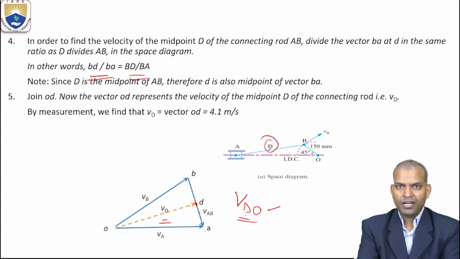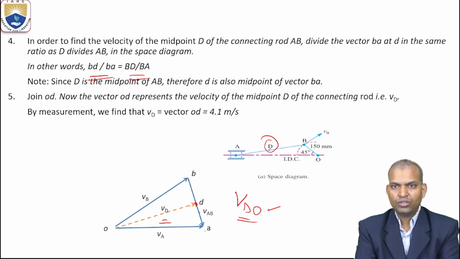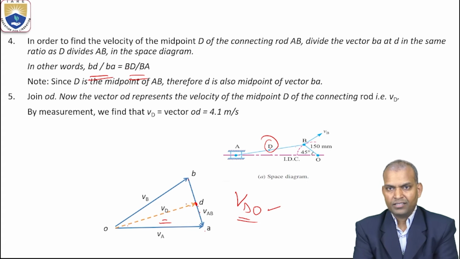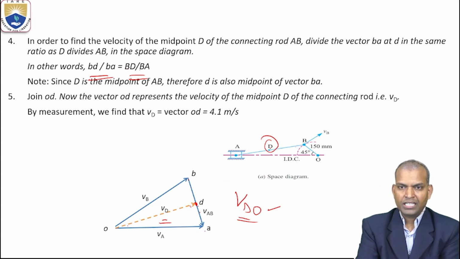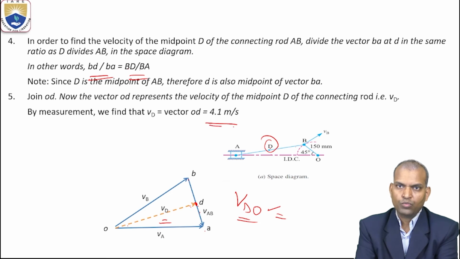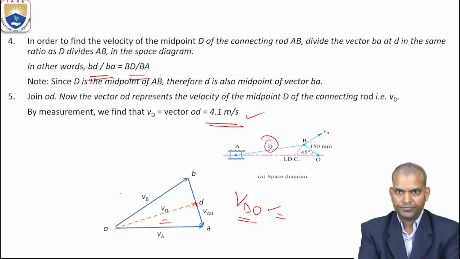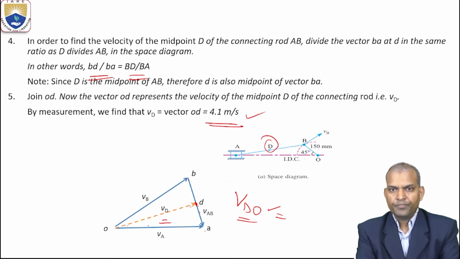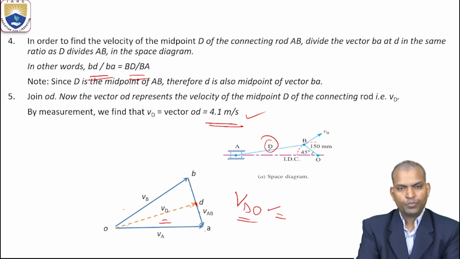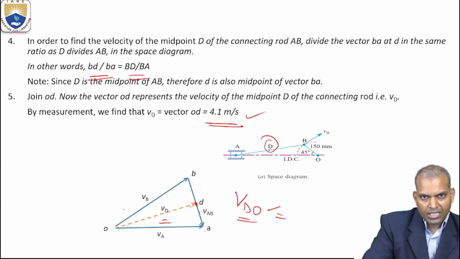So how to measure it now? The velocity of D with respect to O, VDO, you measure with the help of the scale, converting the linear distance into scale. Then vector OD, that is velocity of D with respect to O, equals 4.1 meters per second. Okay, this is only up to the portion of the velocity diagram.